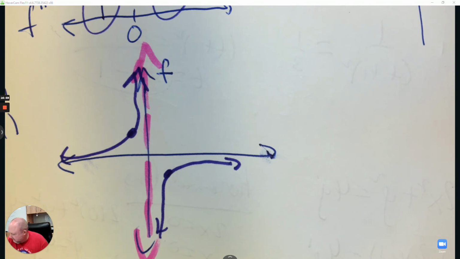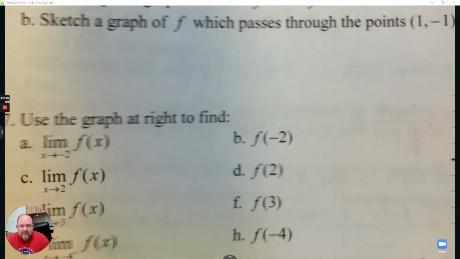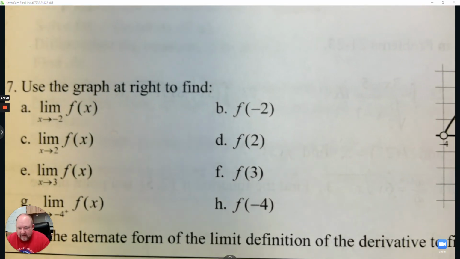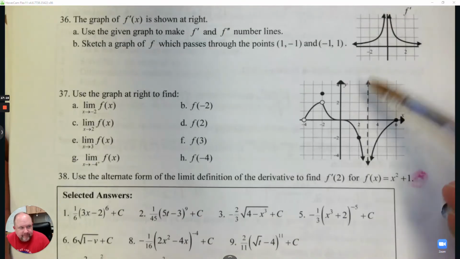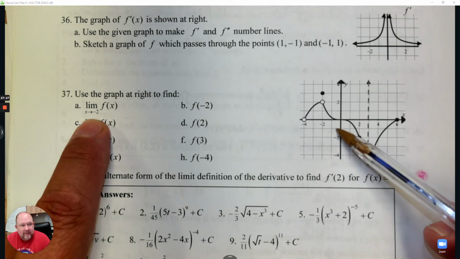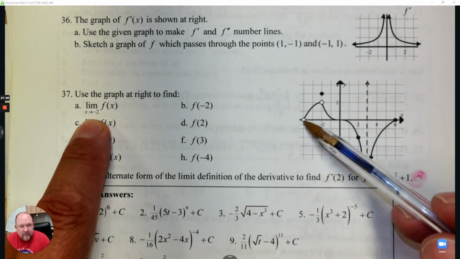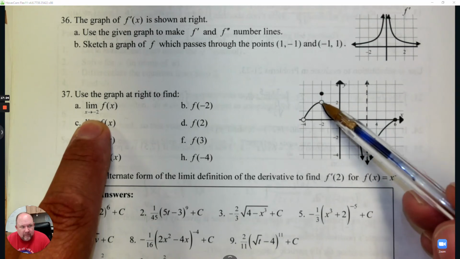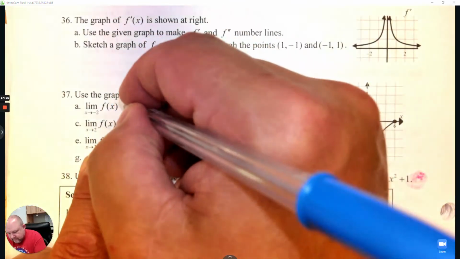37. I'm just going to answer this right on the book, but you need to write it down. Let me zoom out here so that I can do it in one step. So what's the limit as x approaches -2? From the left and from the right, it's approaching 2. This is not for the function value, so the limit is 2.